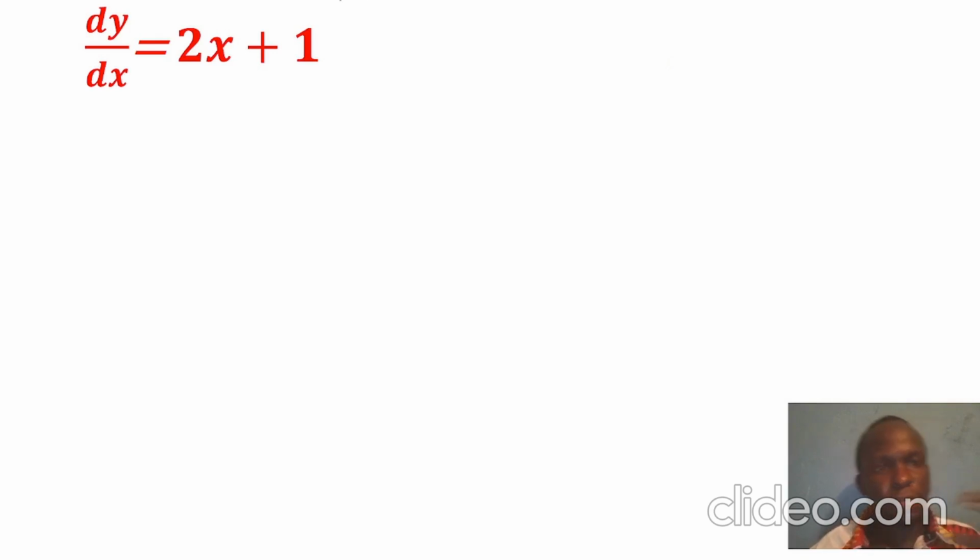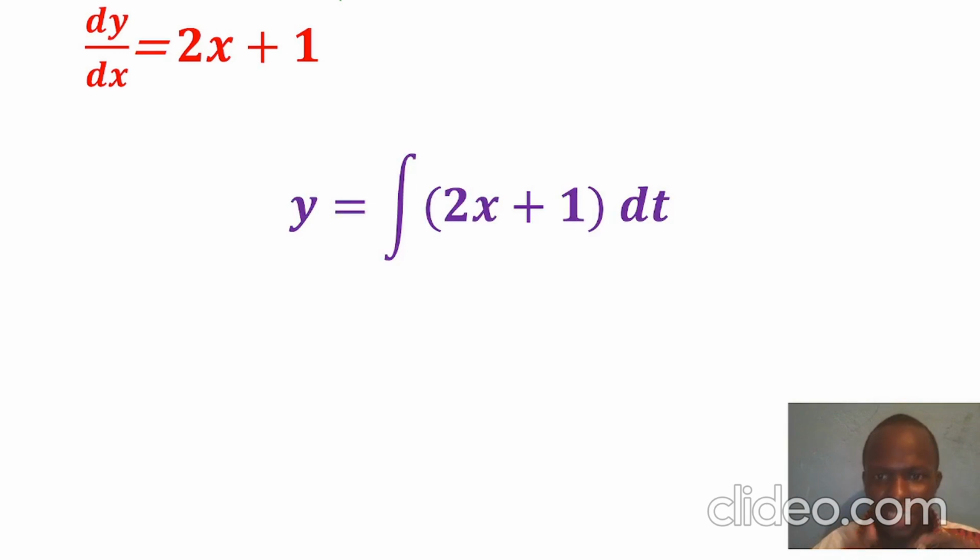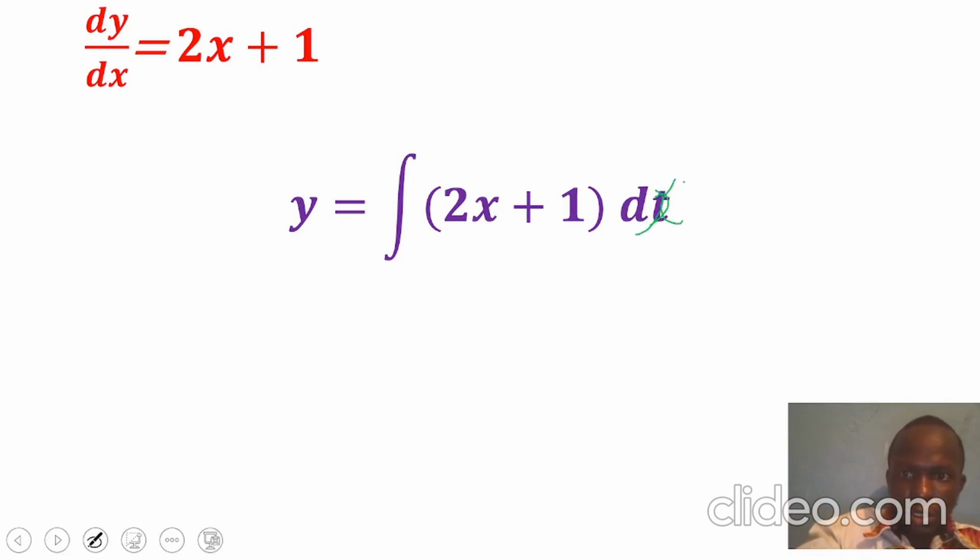Now dy/dx is equal to 2x plus 1, because it has been stated that 2x plus 1 is the gradient function. So that means we want to get it back to the original equation. To arrive at that, we have to integrate 2x plus 1. So y is equal to the integral of 2x plus 1 with respect to x. That should be x, not t. That should be with respect to x.